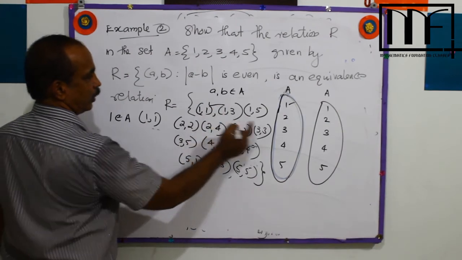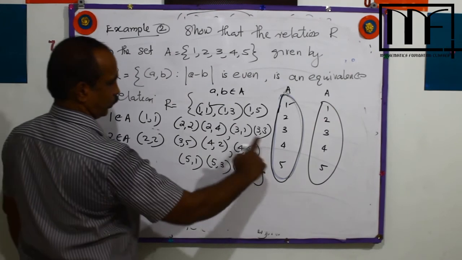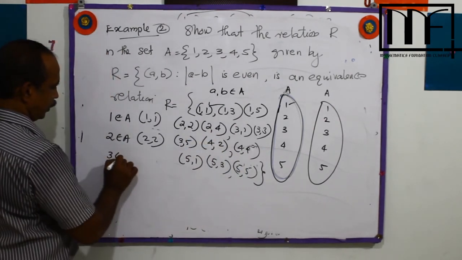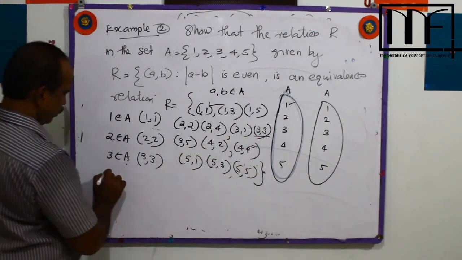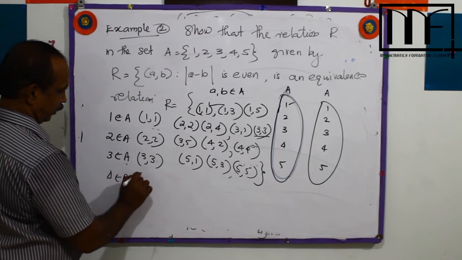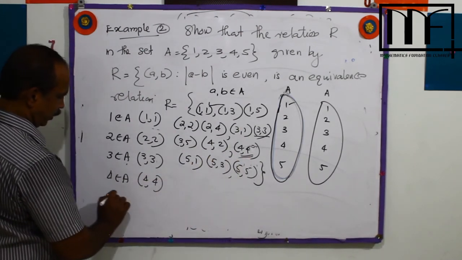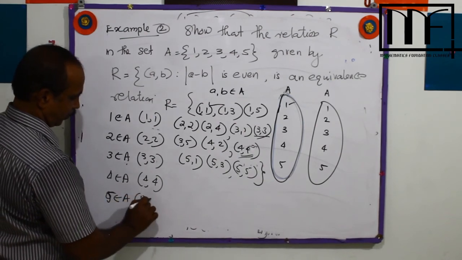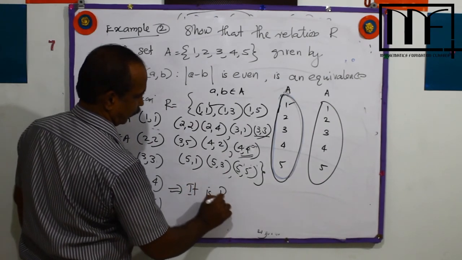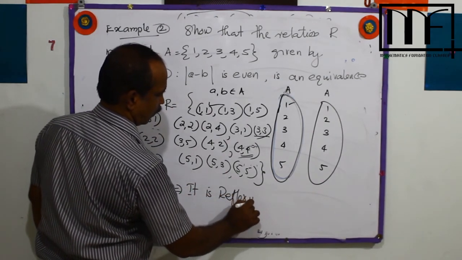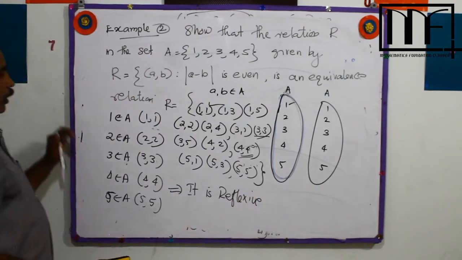Search, 1 1 is there. So 2 is there in A, so you can find 2 2. 2 2 is there, right? Then 3 is there in the first set, so 3 3 is also there. Then 4 is in the set A, therefore you will find 4 4. Likewise 5 is there in the set A, 5 5 is there, therefore R is reflexive. Next we can see symmetric.